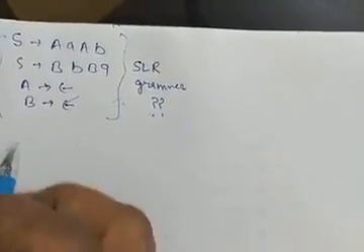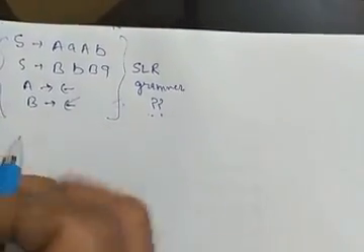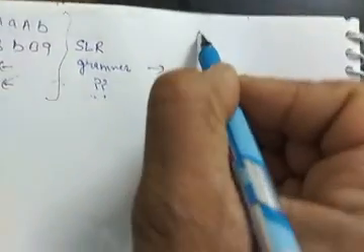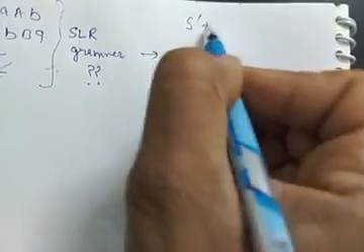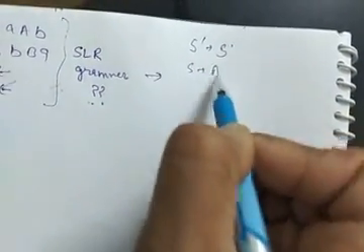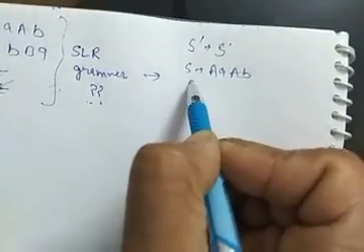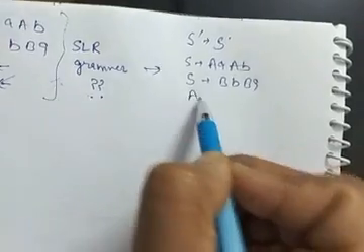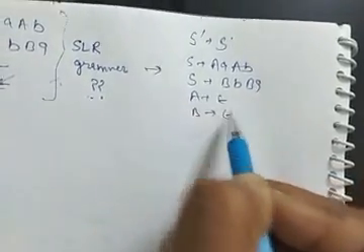So for checking whether that particular grammar is SLR grammar or not, firstly we will create the SLR parsing table. As we know, for creating the SLR parsing table, firstly we will convert that particular grammar to augmented grammar, and it will be S' to S, S to A B, A to epsilon, and B to epsilon. It will become the augmented grammar.